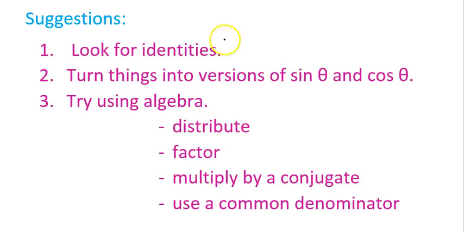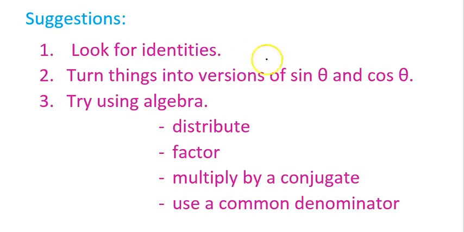Okay, these are my suggestions for when you're looking at these problems. The first thing is look for identities. Decide, is it maybe one of the Pythagorean identities that's just been added or subtracted like we were just talking about, rewritten in a certain way? Or is it one of the reciprocal identities that we're looking at? If that is the case, you can usually just do one substitution and be done.